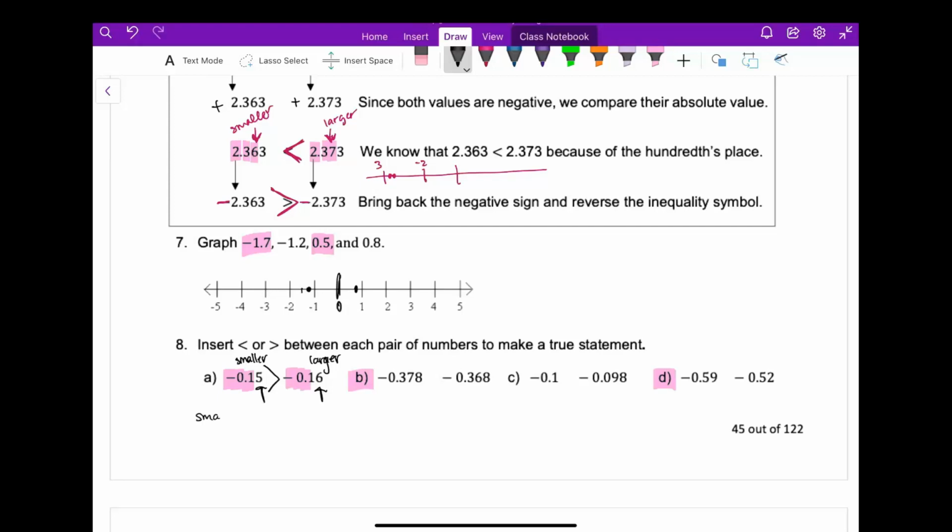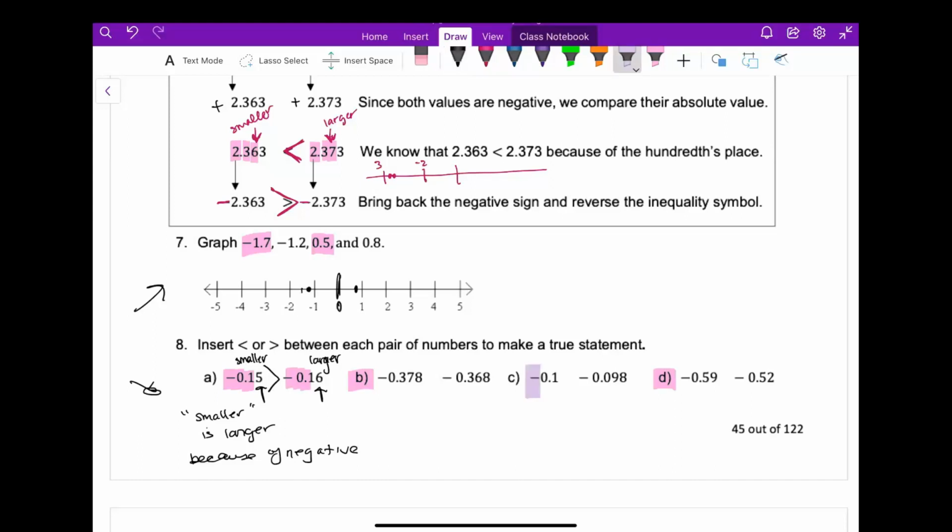The smaller is larger. That's counterintuitive, right? Because it's negative. Okay, so there's two ways that you can compare a number. You can graph and see which one's on the left and which one's on the right, or you can look at their place values. You try B, and let's do C together.